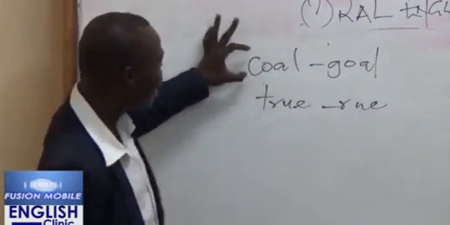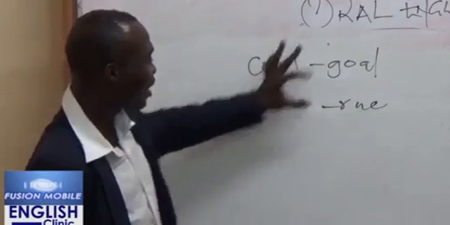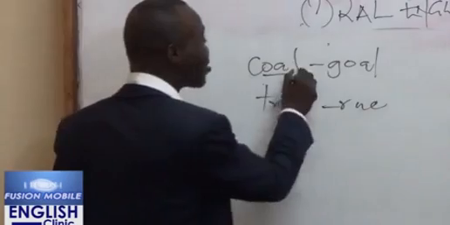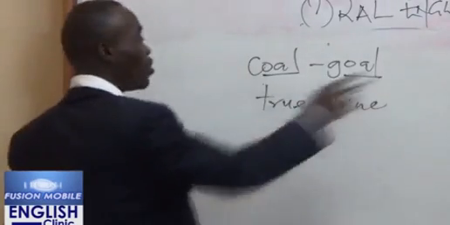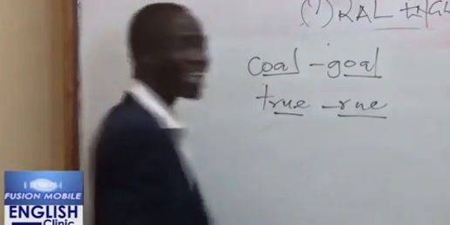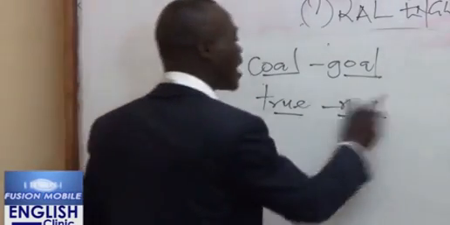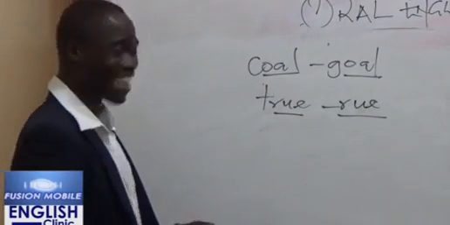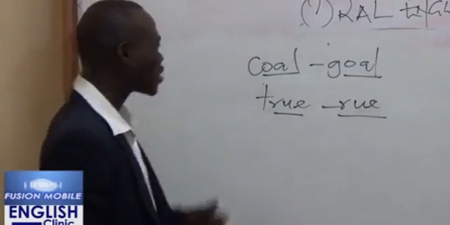You can see in the case of coal, you have the C sound. In the case of gold, you have the G sound. But what you notice is that the last sounds here are the same, old. And then you have rue, true, and rue. Like I said, they may not have the same spelling, but we actually focus on what? On the sound, not the spelling. Let's look at some other examples.